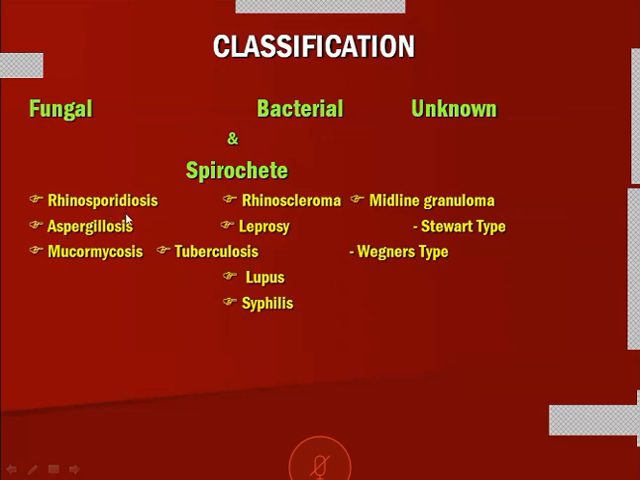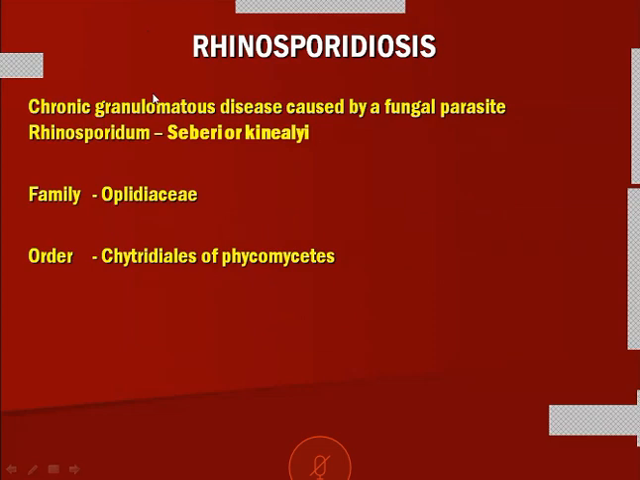Rhinosporidosis is a chronic granulomatous disease caused by a fungal parasite. So is it a fungus or a parasite? There is still a dilemma. It is known as Rhinosporidium seeberi or Rhinosporidium kennelii. So the name of the organism is Rhinosporidium seeberi or kennelii.